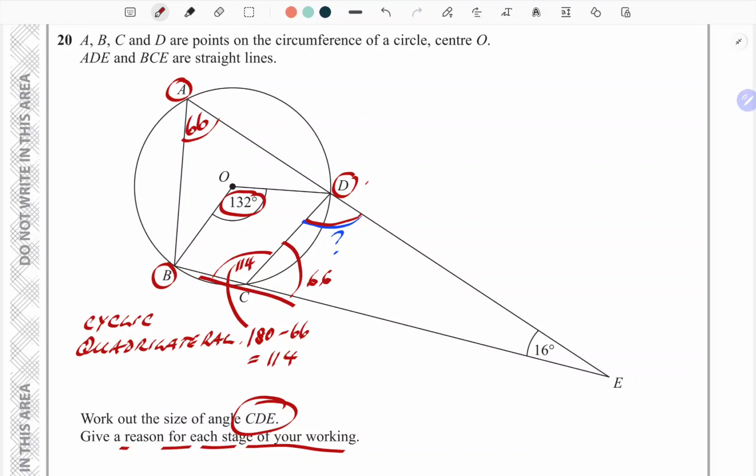All right, because that's 180 minus 114 now. And in this triangle, we effectively have a 16 and a 66. So what does that make it? 82. Remember, the total has to be 180. So 180 minus 66 plus 16, and that's 180 minus 82. And so 98.